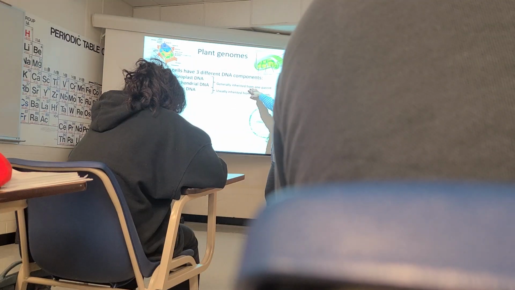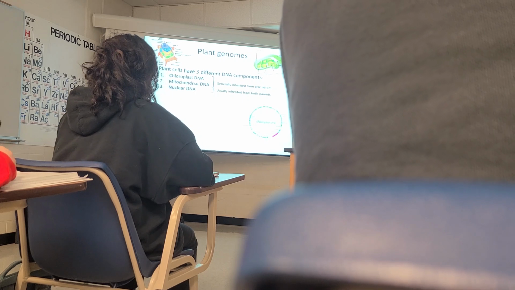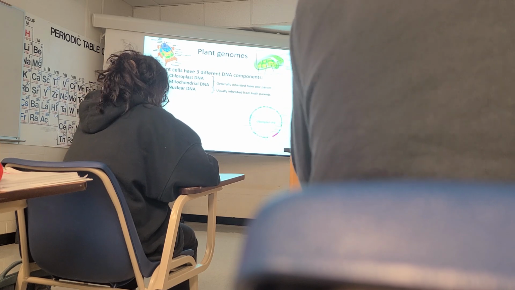Now, generally speaking, your chloroplast DNA and mitochondrial DNA in plants is usually inherited from one parent. Usually it's the mother. Here's why. The egg is bigger than the sperm, which means that you could potentially fit organelles like mitochondria and chloroplasts in that egg. So when it fuses with the sperm, yes, you're getting the nuclear DNA from the dad, but you may not be getting anything else besides that. So you may have only your mother's chloroplast or mitochondrial DNA, not the father's.